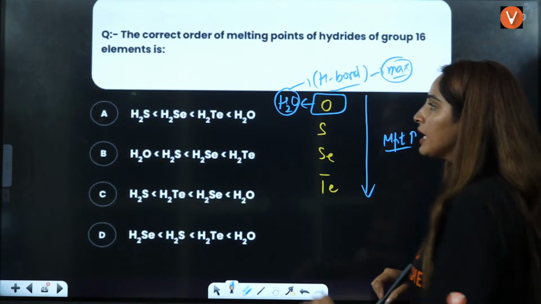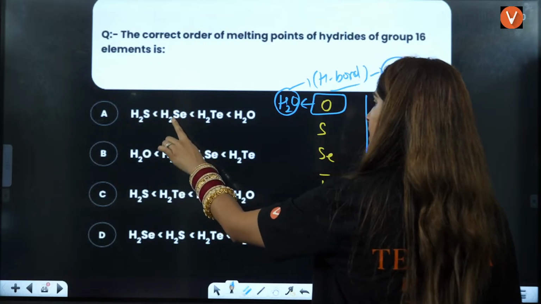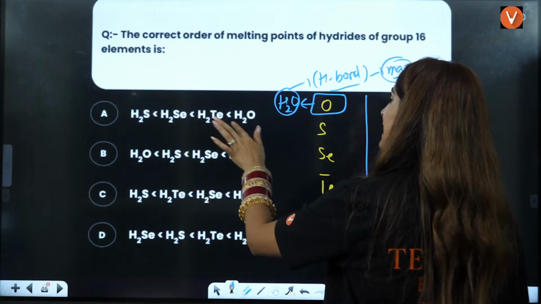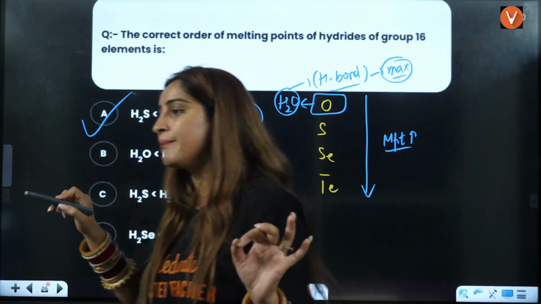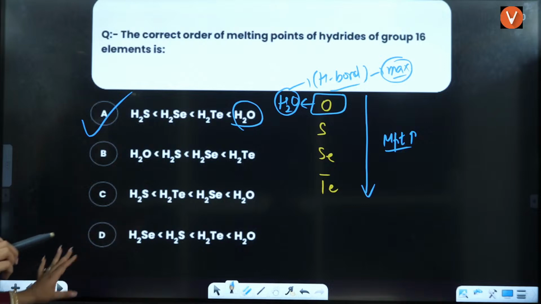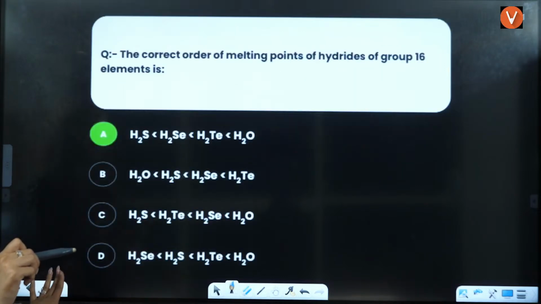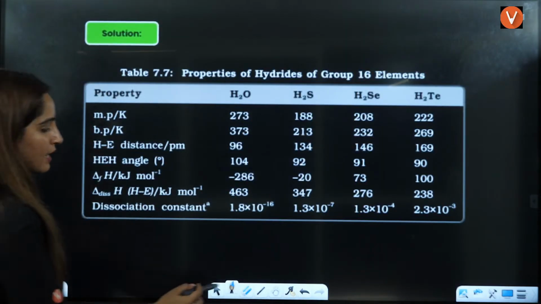So the answer will be, first you have sulfur, H2S, then H2Te, then you will have H2O. Because of hydrogen bonding, it is going to be the maximum. That is the exception. So the answer is going to be A, A is the correct answer.